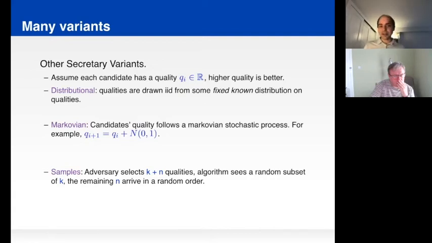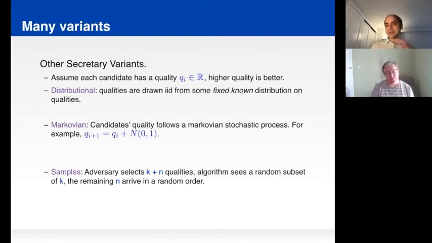There's a recent line of work that's really nice that says, well, knowing the full distribution is a little bit unreasonable. Suppose you have k samples from this distribution. And so the way this usually goes is that somebody adversarially selects k plus n qualities. The algorithm is going to see a random subset of k initially. And now I run the same secretary problem again. And so I have a little bit of randomness.